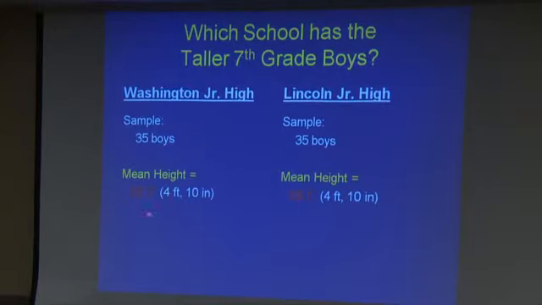We found that the mean at Washington, same sort of process, we take the sum of the heights of all 35 of those boys, we divide it by 35, 58.3 inches. Similar process at Lincoln, 58.1. They're starting to look a little more similar.